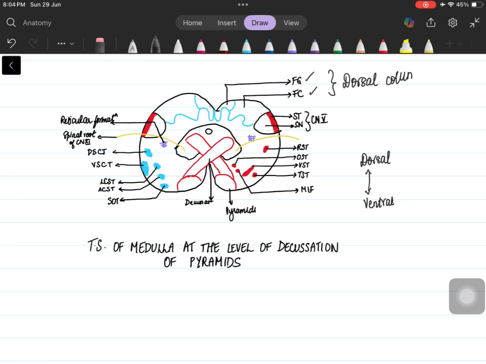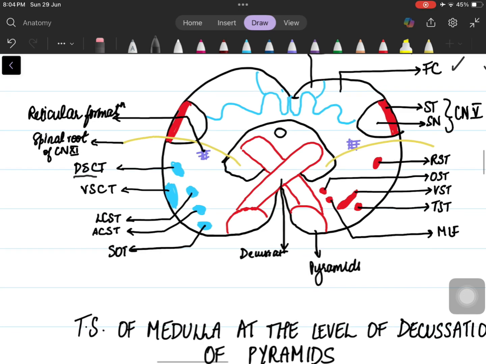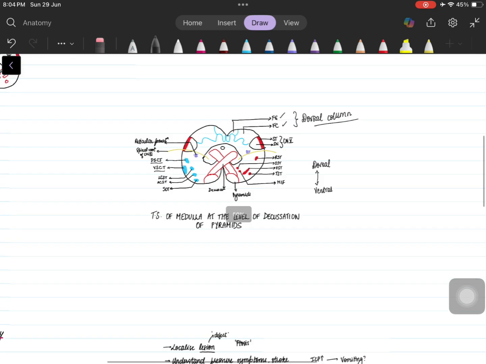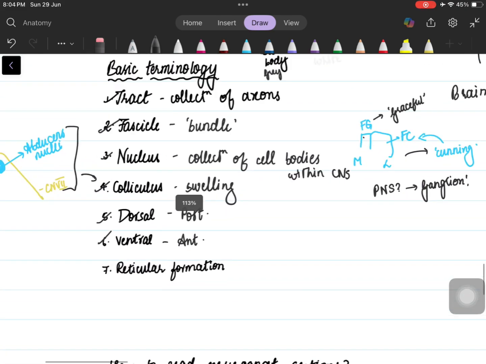There's actually a special name for this column. Comment down below if you know that name. Right. Similarly, the dorsal spinocerebellar tract is placed higher up in the image. Lower down is the ventral spinocerebellar tract, right? So the dorsal-ventral confusion is also sorted.